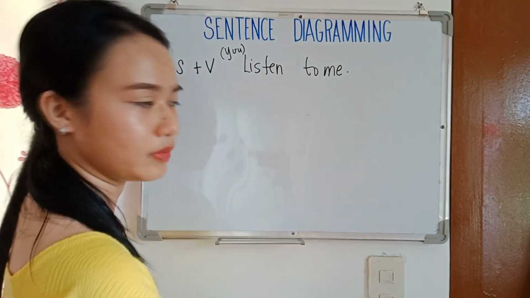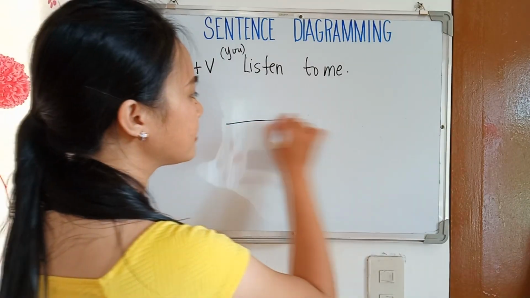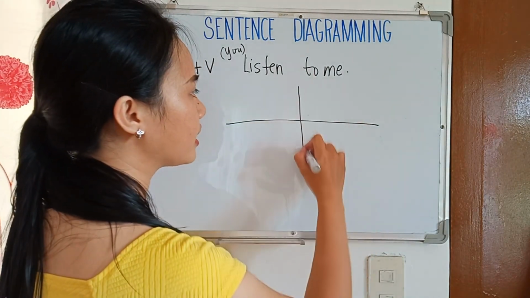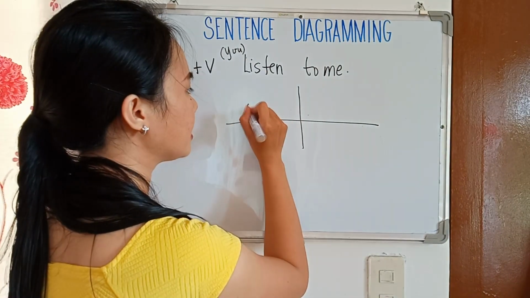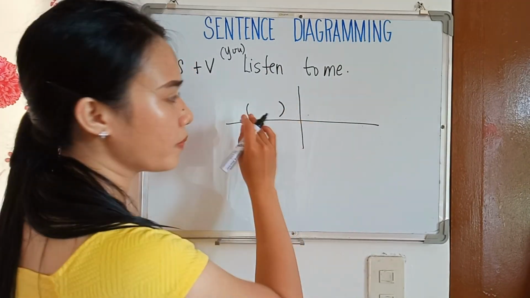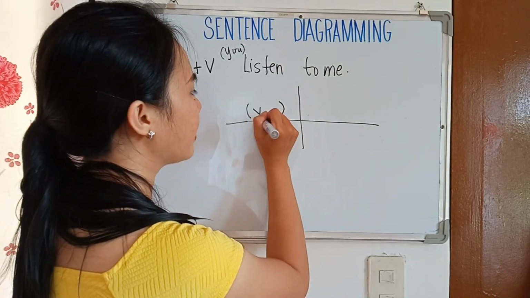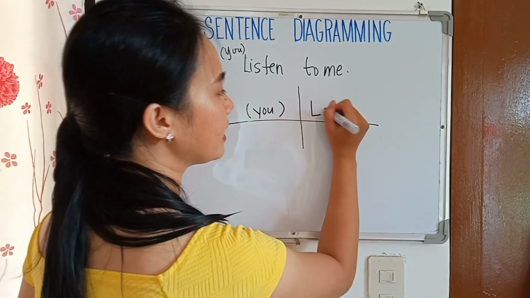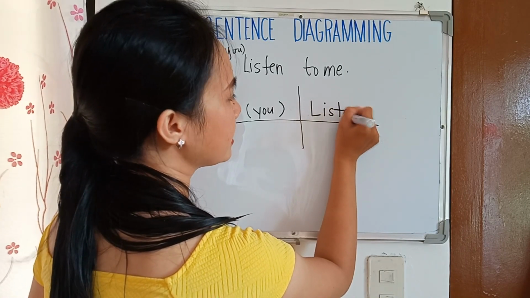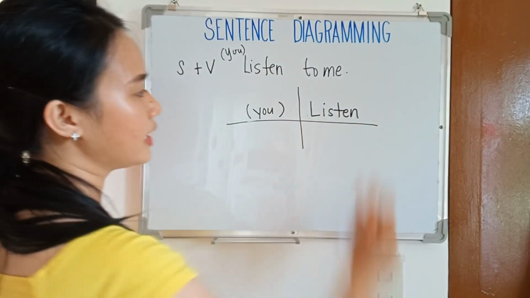You listen to me. All right, first step, draw a horizontal line and then a vertical line. Now the subject is you. Since that is understood, we're going to put first open and close parenthesis and write you. And the verb is listen, in capital letter because this is the initial word in the sentence.